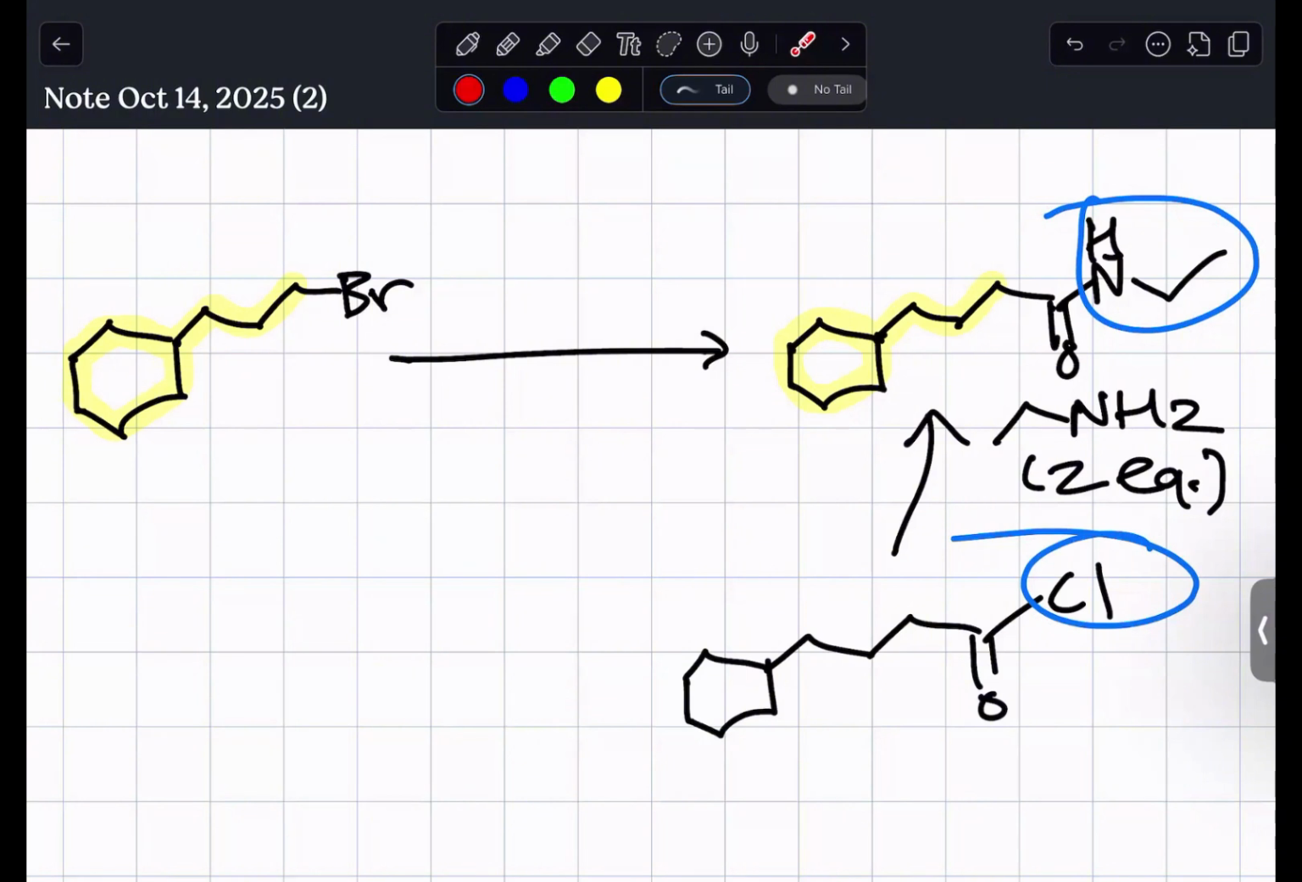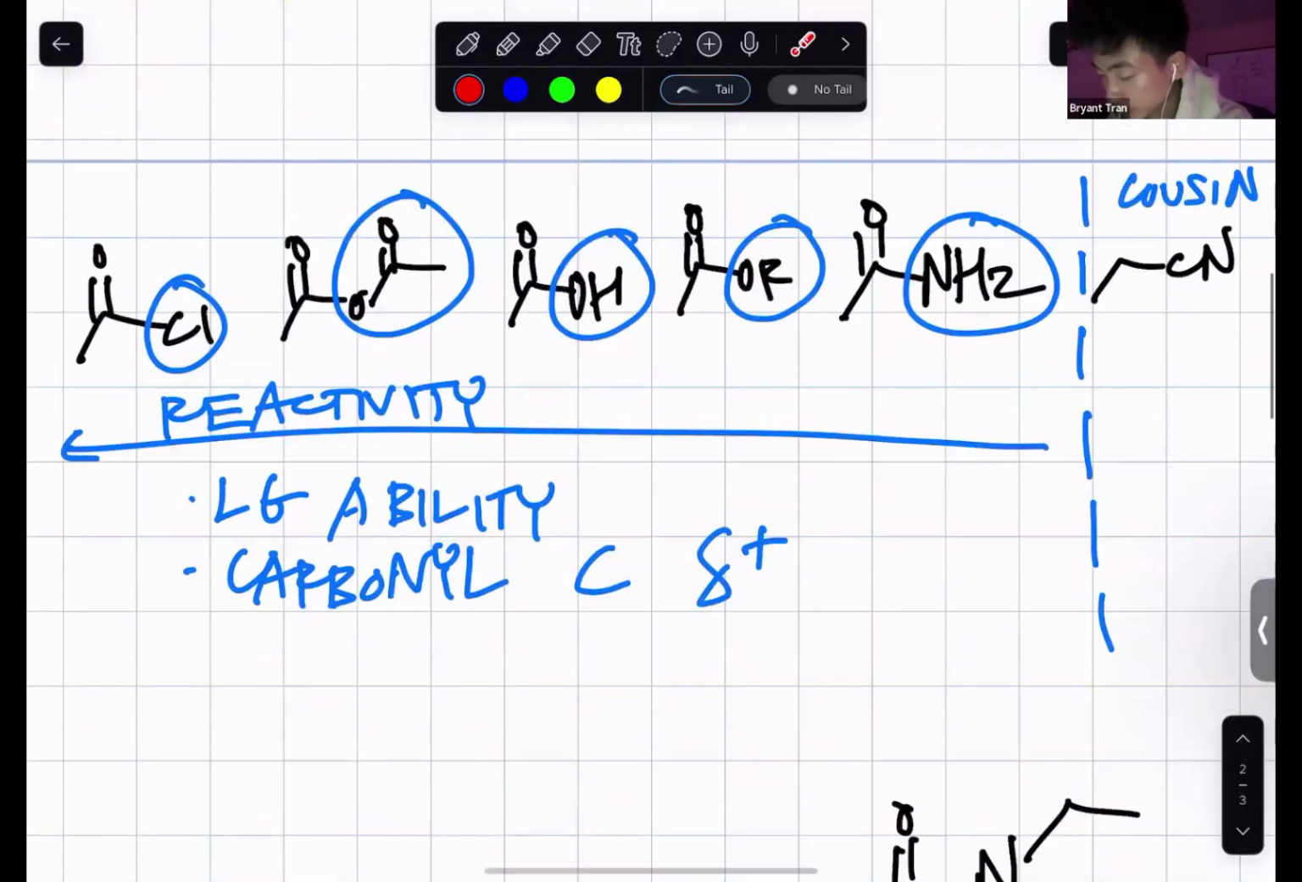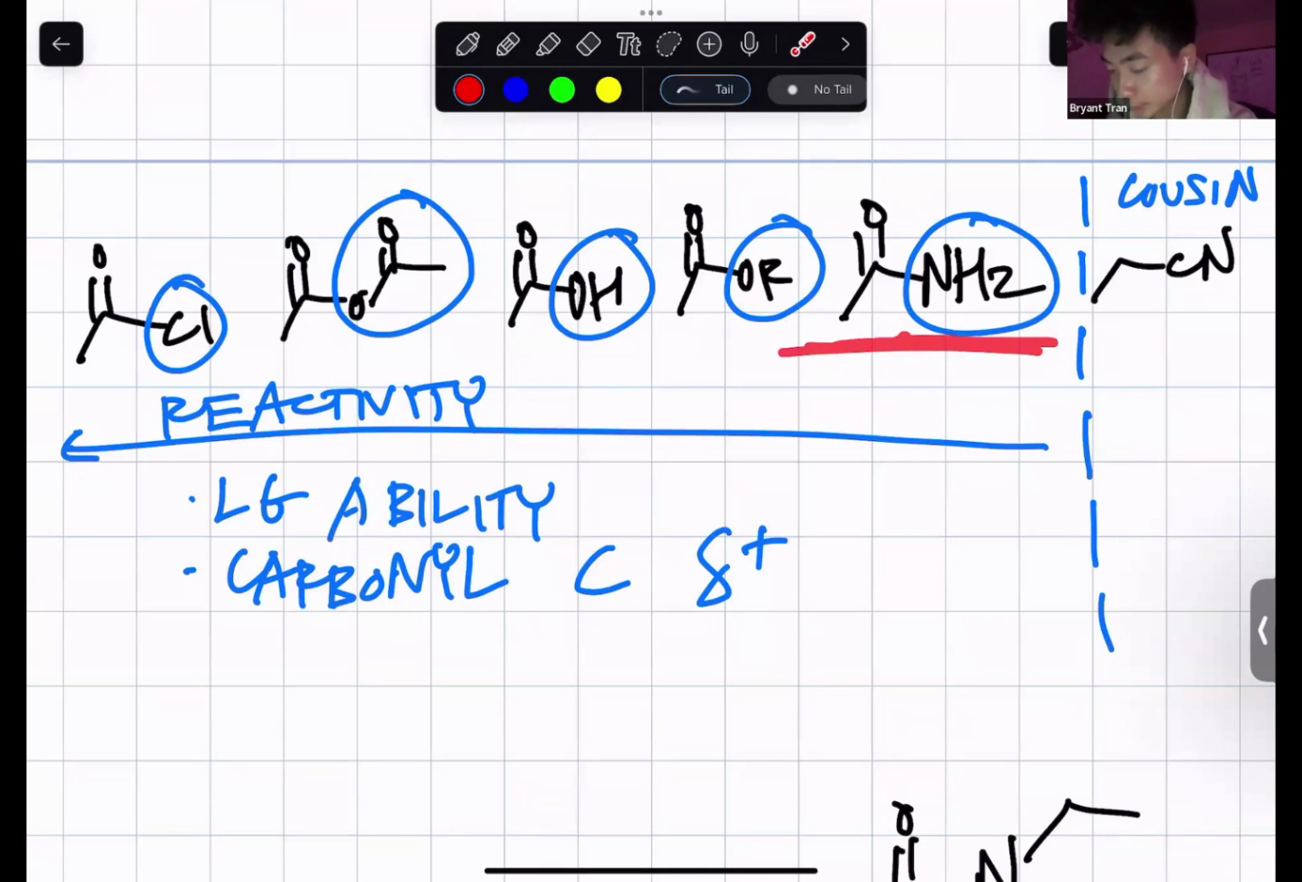How were we able to determine how the Cl transforms into the NHR? Yeah, so we are able to tell that this Cl here transforms to the NHR because we want the NHR in the product. That's given to us. And because we know that this right here is the amide, which is one of the lowest reactive carboxylic acid derivatives, it's very low in this reactivity ranking list.